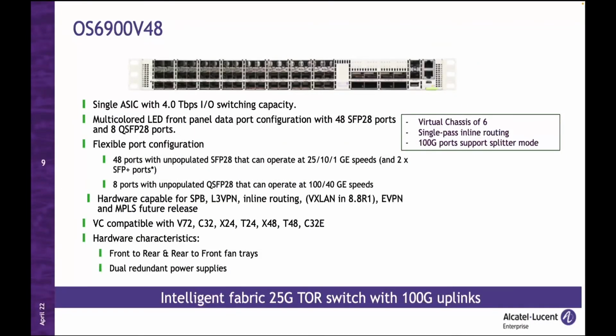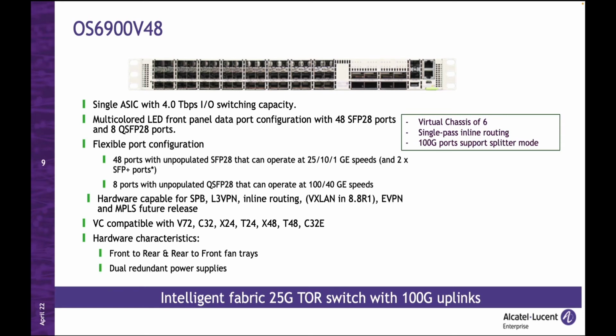The next part of the presentation covers the details of each model. Here is the V48. It's going to be the best seller of our 16900 family because, first, the market demand for 25 gig top-of-rack switches is rising. IT managers must upgrade their DC network with 25 gig at access and 100 gig uplinks to the spine switches.